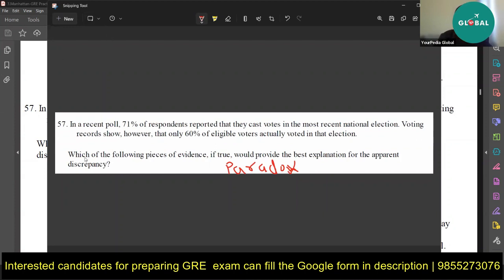So what is the data from the first, the recent poll? In a recent poll, 71% of respondents reported that they cast votes in the most recent national election. So the respondents are saying that they cast the vote, but actually the voting record shows only 60% of eligible voters cast votes. So can you say why this paradox is there?